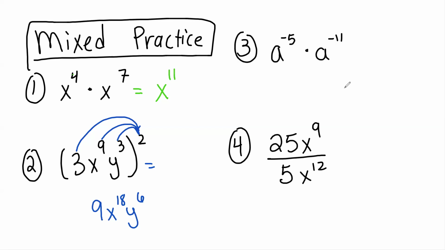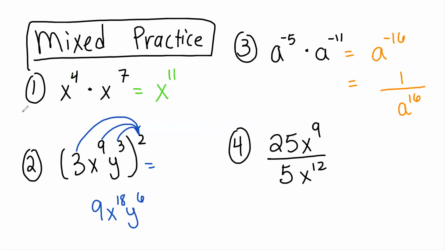Over to 3, we're multiplying, so keep that a and add the exponents. -5 plus -11, so I pretend it's money. You owe me 5 plus you owe me 11. You would owe me 16, but oh no, that's a negative. So you're going to send it to the bottom. Make a fraction. That'll be a to the 16 on the denominator and put a 1 on top. Always do this last. See how these were negative? We could have sent them to the bottom first, but it's easier if you just wait for the end.